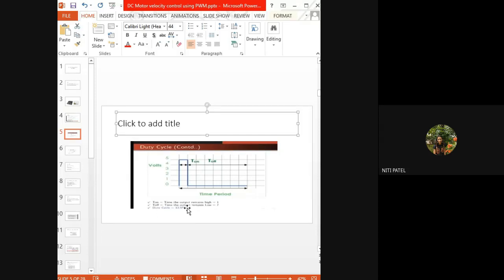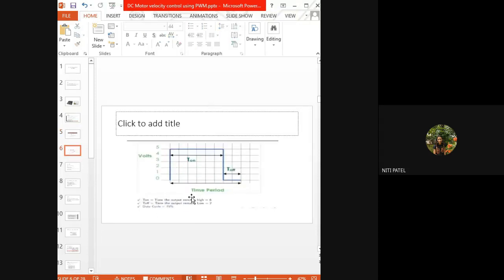Okay. Similarly, we have one more example. Now here again, how much is the time period? We will count the columns. 1, 2, 3, 4, 5, 6, 7, 8. Again 8. For how much period is it T on?